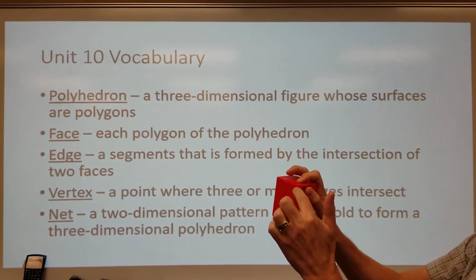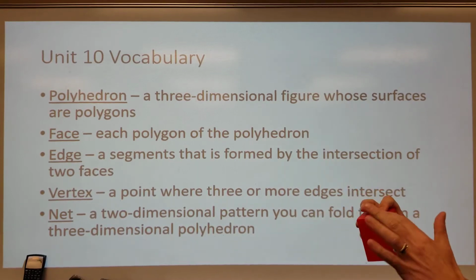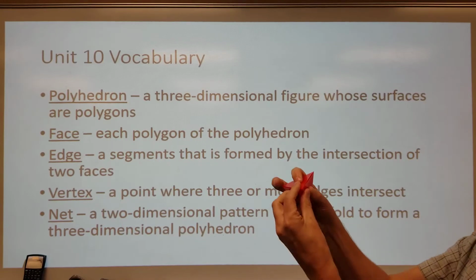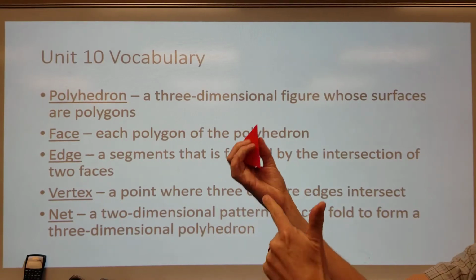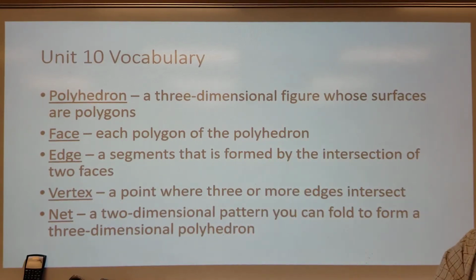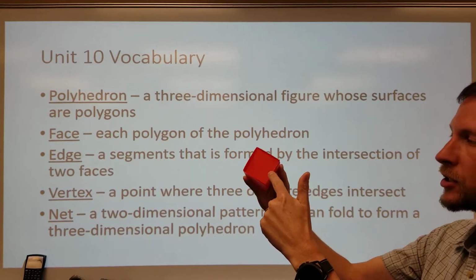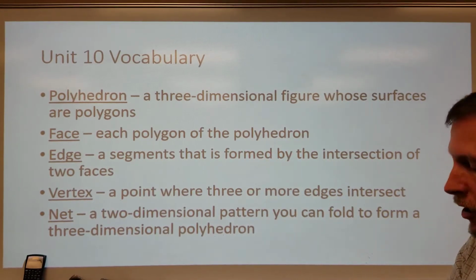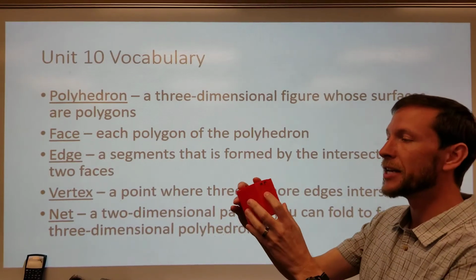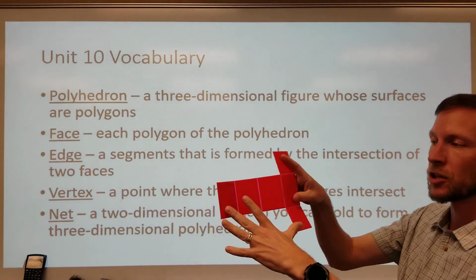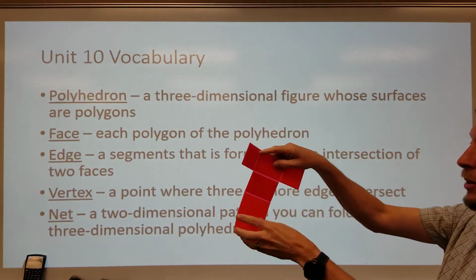It's where you have three or more faces meeting together. You'll see that there is a vertex at the top of this pyramid, or really at any corner of the pyramid, at any corner of your prism, you'll be able to see where those vertices are. Now, what I'm holding is actually a net. A net is basically a two-dimensional representation of a three-dimensional polyhedron.